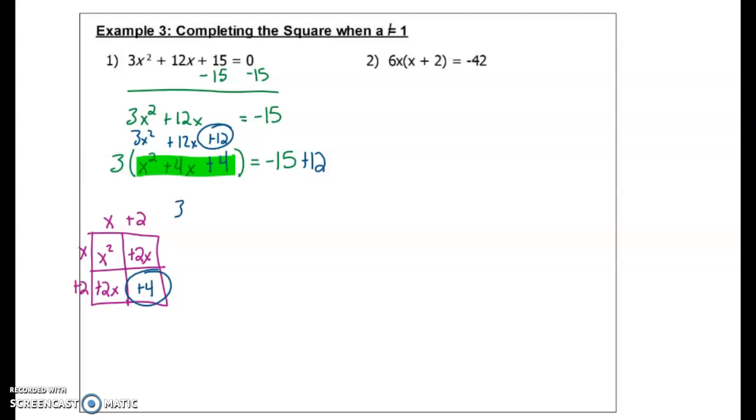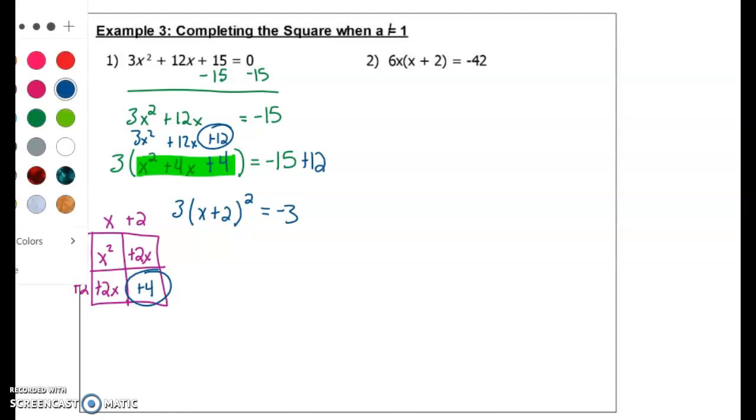Okay, so we can then rewrite the left side. Instead of being x squared plus 4x plus 4, that's the same as x plus 2 squared. We still have the 3. And negative 15 plus 12 is going to be negative 3. Okay, so that's completing the square. We just did that. Now let's go ahead and try to solve.